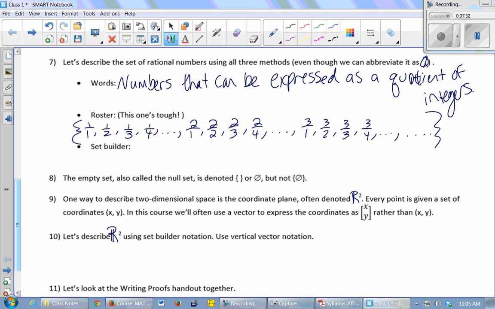So we could say the rationals are the set of all fractions, a over b, such that a and b are both elements of the integers. So the set of all fractions where the top and the bottom are integers, and I need one more restriction. What do I have to say? Yeah, b can't be 0.